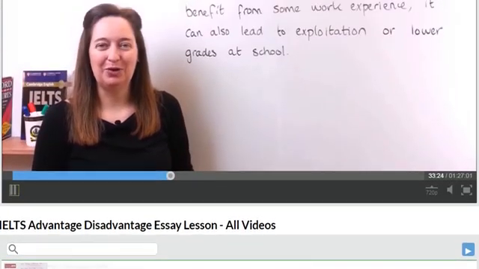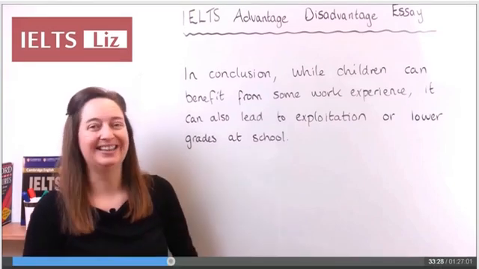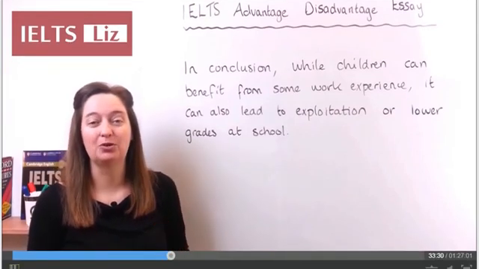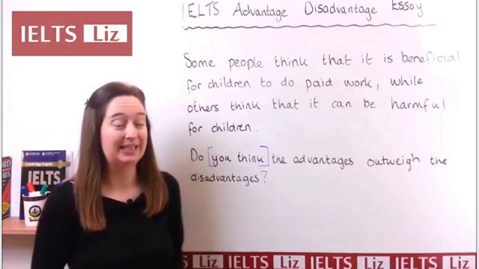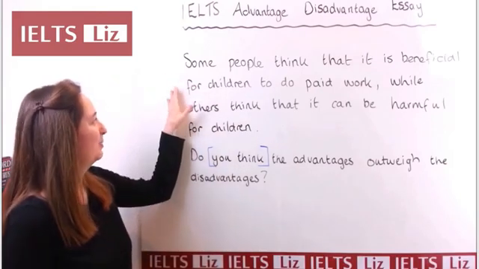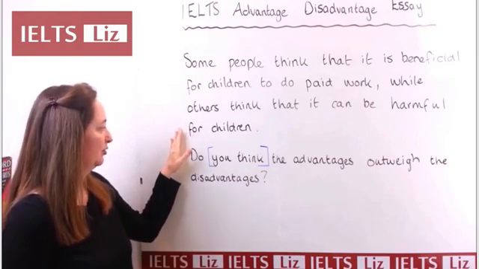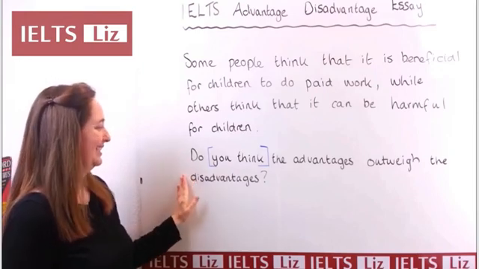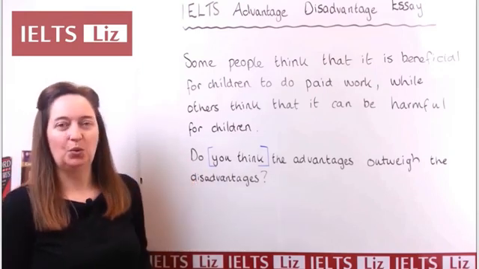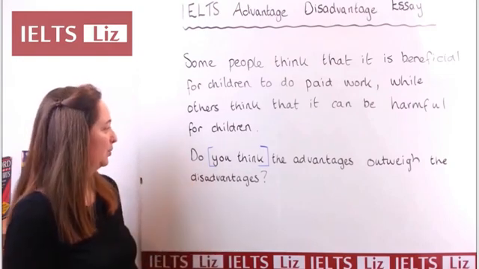Now it's time to move on to the essay of the advantages outweighing the disadvantages, which is much more difficult to write. For this essay, we will use the same topic. Some people think that it's beneficial for children to do paid work, while others think that it can be harmful for children. And here's the question: do you think the advantages outweigh the disadvantages? That is what you have to answer. Your whole essay is about answering this question.